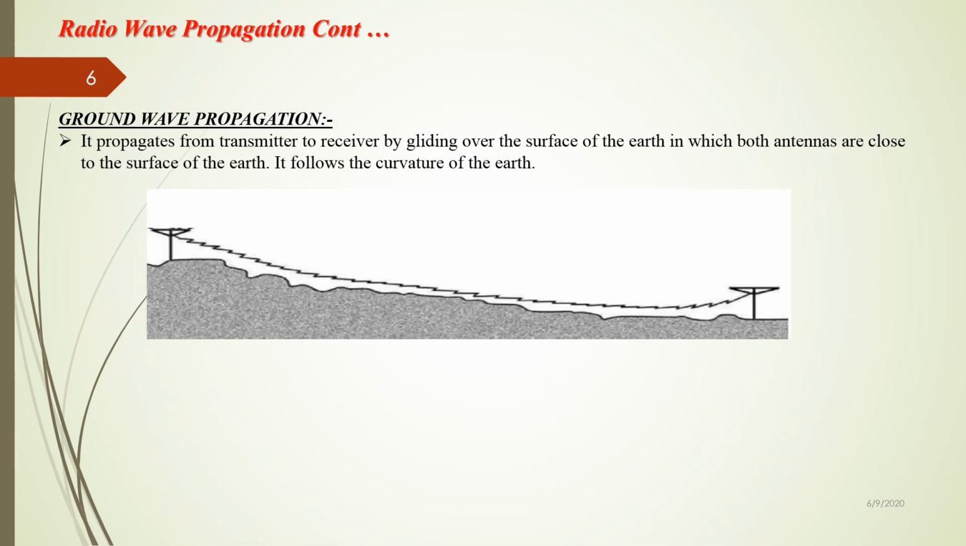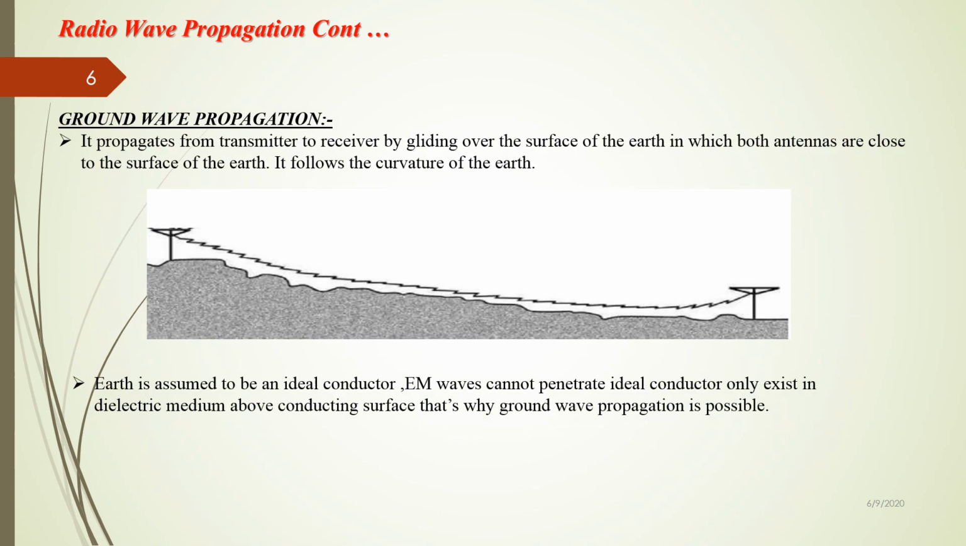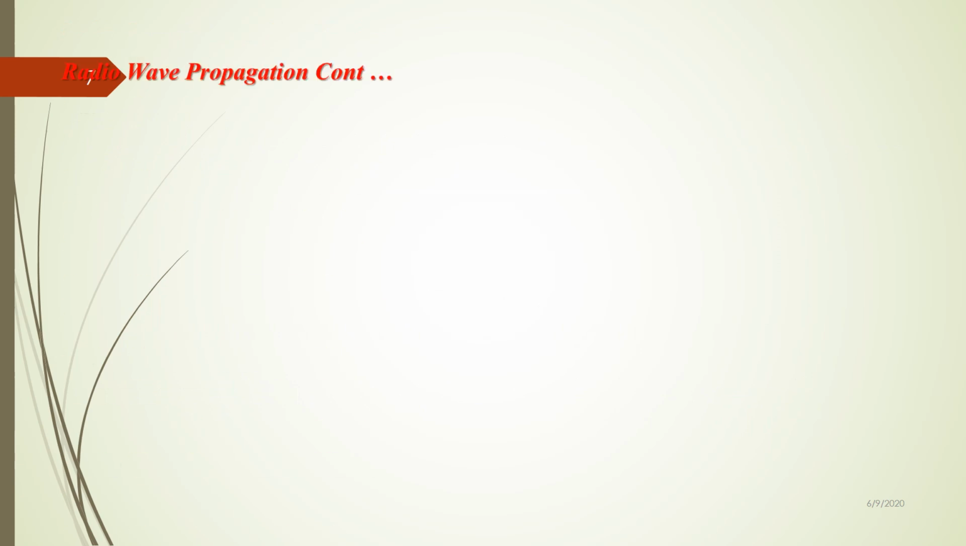Ground wave propagation, also known as surface wave propagation, is where the electromagnetic wave travels along the surface and curvature of the earth. In surface wave propagation, the attenuation in signal strength increases as the frequency of operation increases, and ground wave propagation takes place for frequencies of less than 2 megahertz.